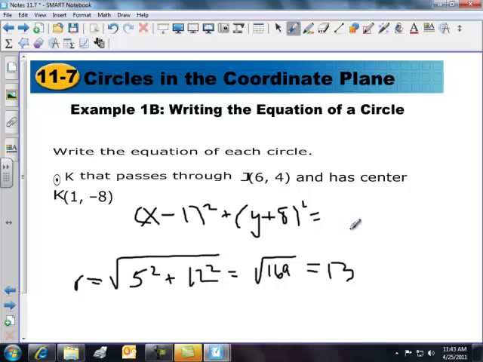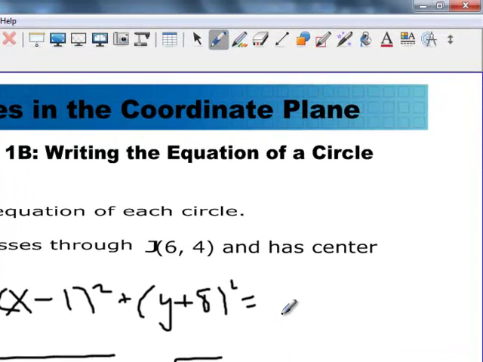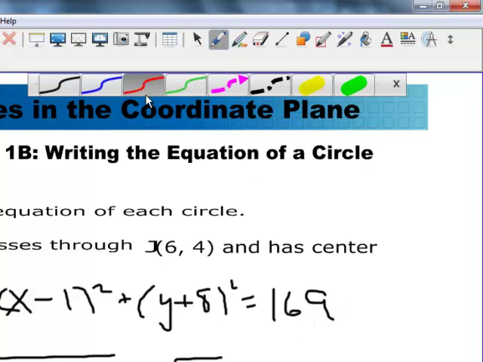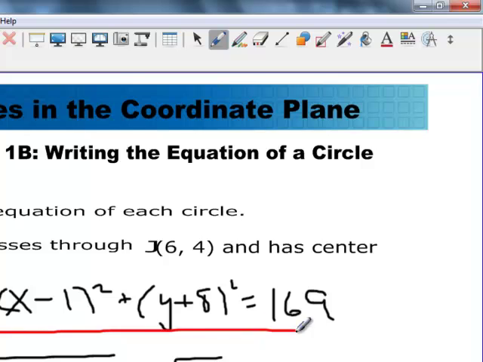The reason we found that is that we had to find what the radius is so that we can square that number to put it back into this equation. Therefore, if I square that 13, it's kind of like we're going back and forth here. If we square the 13, we get 169. So our equation would be right there. Underline that in red.